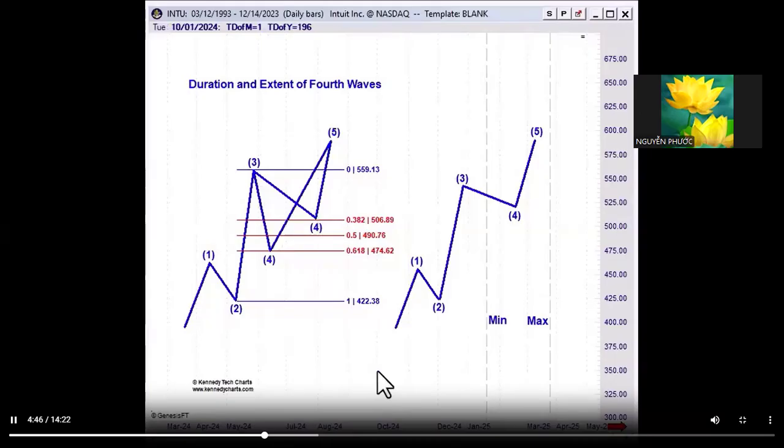Okay? Now, this analysis of fourth wave moves being quick or slow or deep or shallow basically argues, going back to yesterday's lesson, how big can a fourth wave get and how short should a fourth wave be?